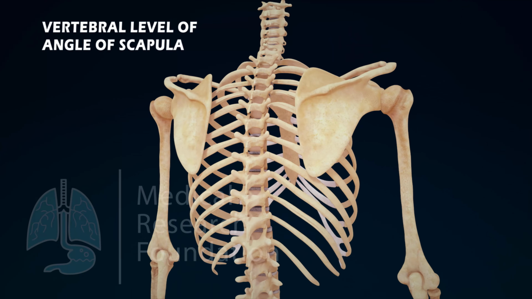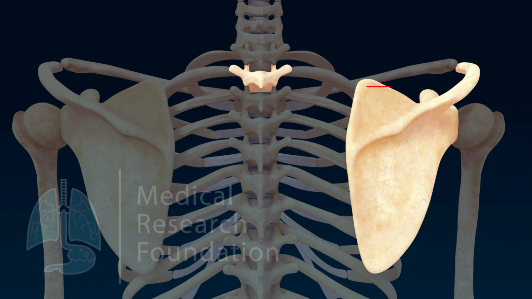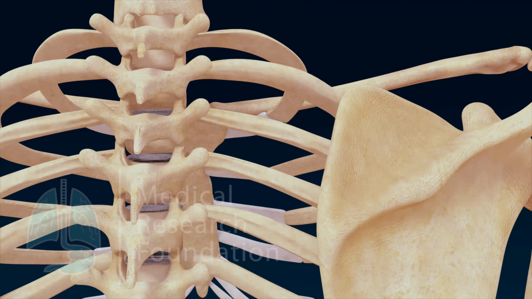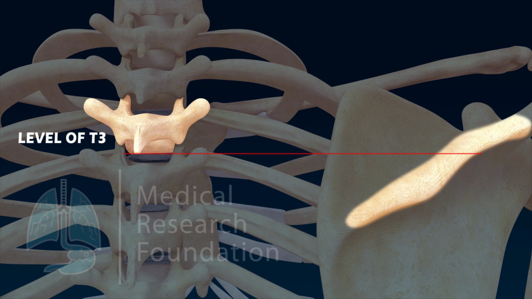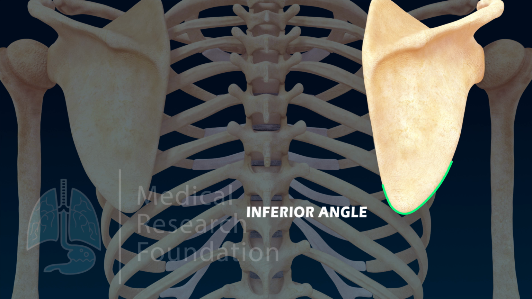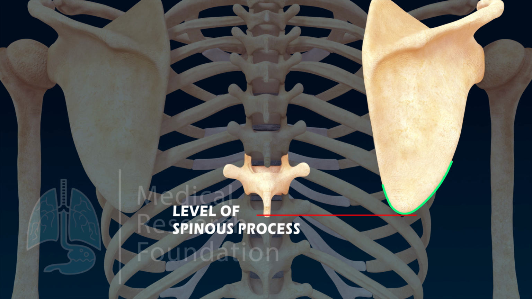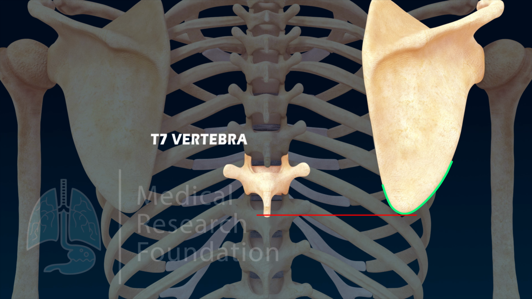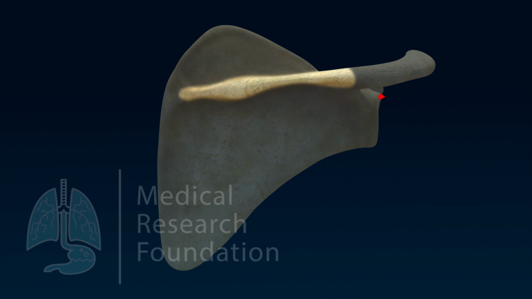Vertebral levels of angles of scapula. Superior angle lies opposite to tip of spinous process of T2. Spine of scapula lies at the level of T3. Inferior angle overlaps the 7th intercostal space. It lies at the level of spinous process of T7 vertebra.